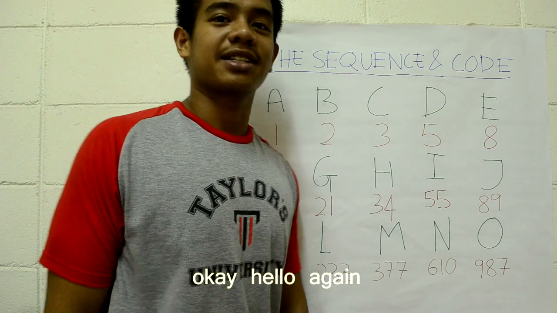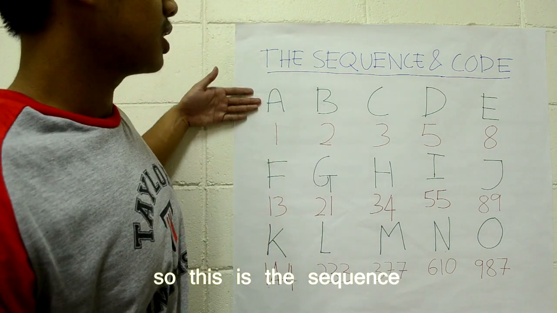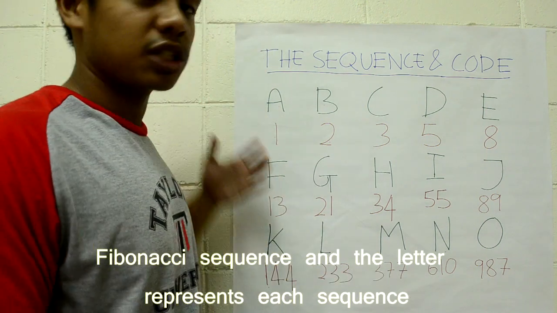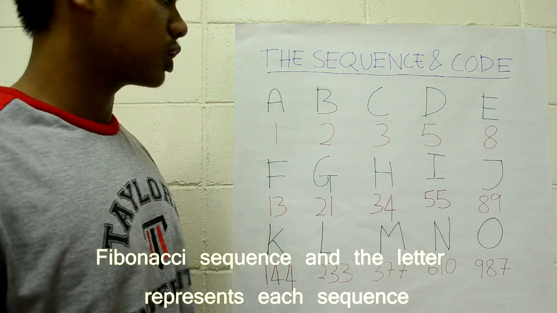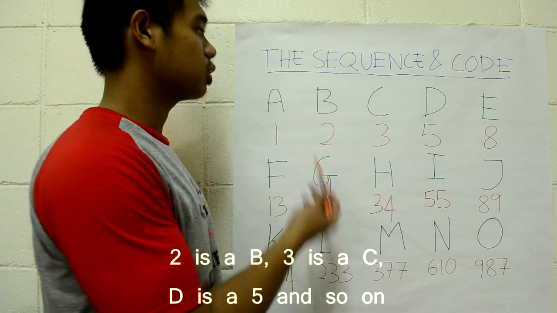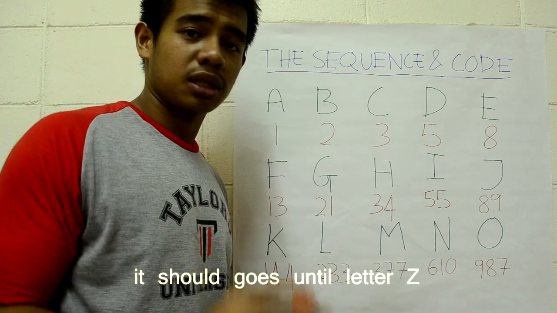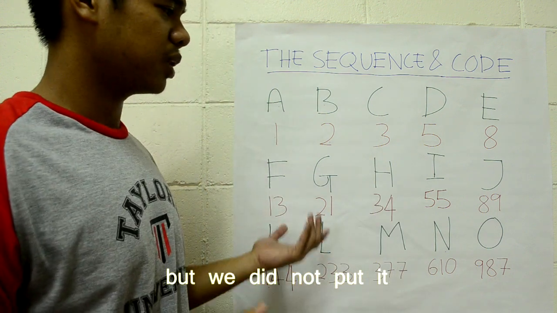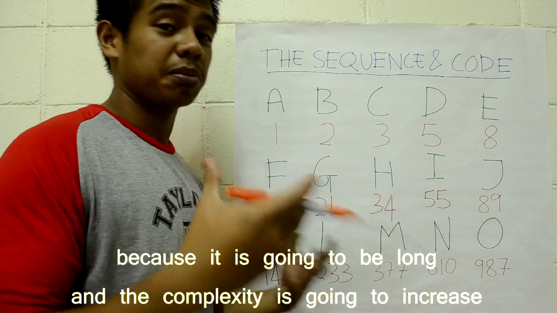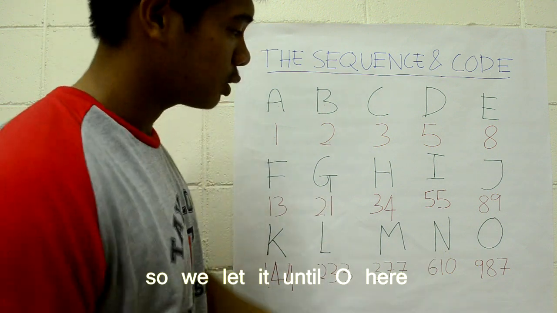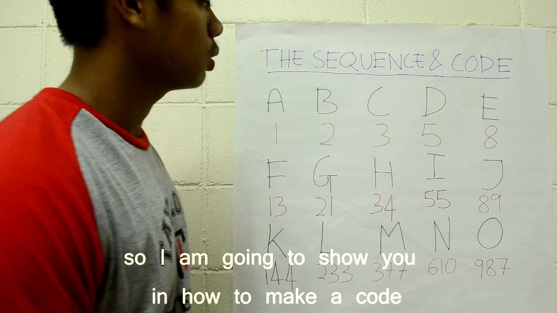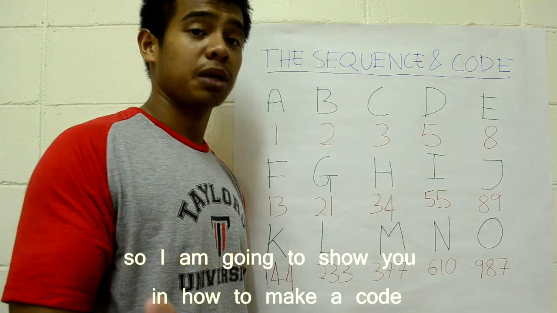Okay, hello again. So this is the Fibonacci sequence, and each letter represents a number in the sequence. As you can see, 1 is A, 2 is B, 3 is C, D is 5, and so on. It should go on until Z, but we didn't put it because it would be long and the complexity would increase. So we let it go until O here. I'm going to show you how to make the code.